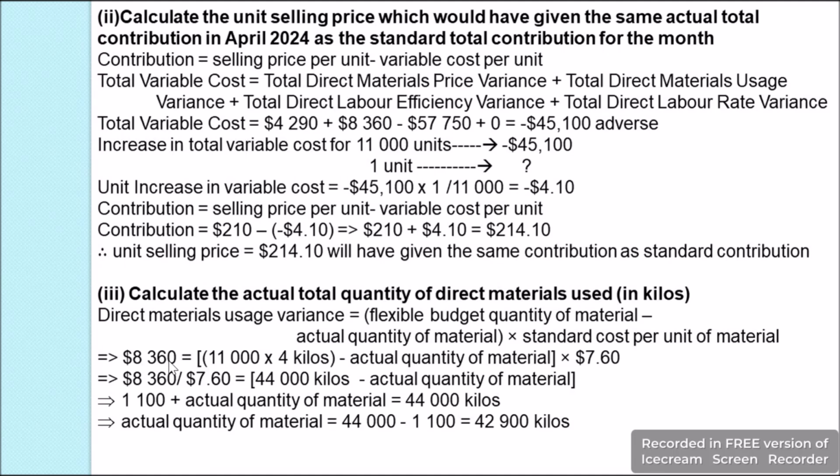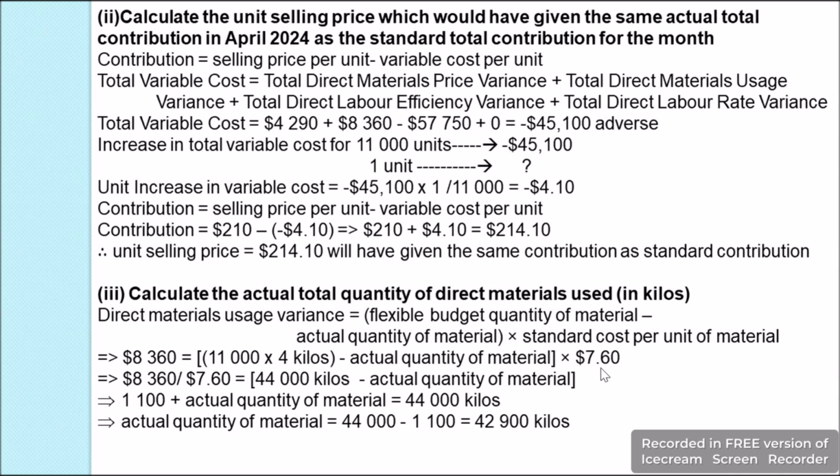So here we have been given the direct material usage variance as $8,360, which is favorable. Then the flexible budgeted quantity, how do we get this? We take the actual units produced and sold, which was 11,000. We multiply it with the quantity of material required per unit based on the budgeted estimation, which was given as 4 kilos. So 11,000 into 4 will be 44,000 kilos. Then the actual quantity of material is what we have to find. We multiply it with the standard cost per unit of material. This is the budgeted cost, which was given as $7.60.